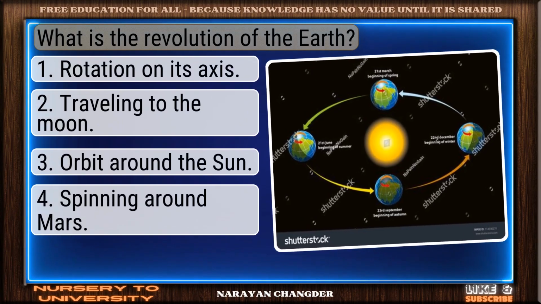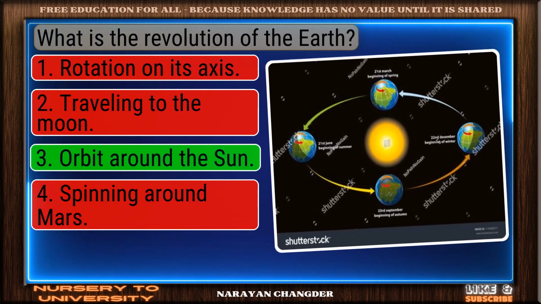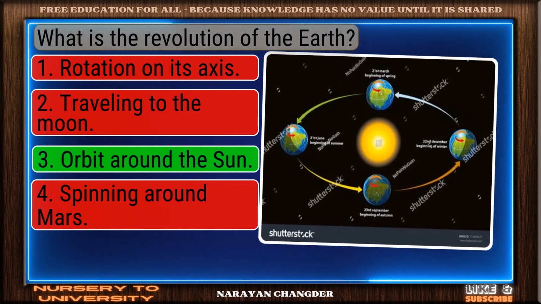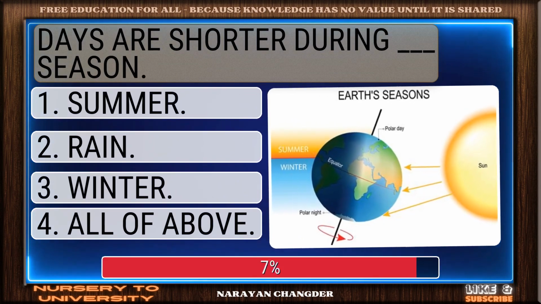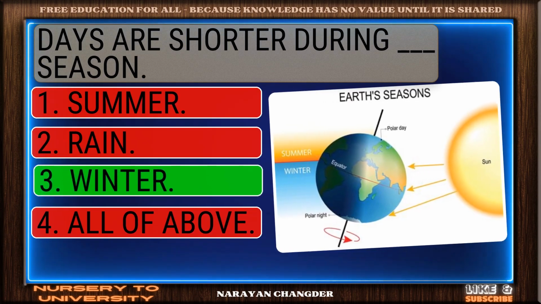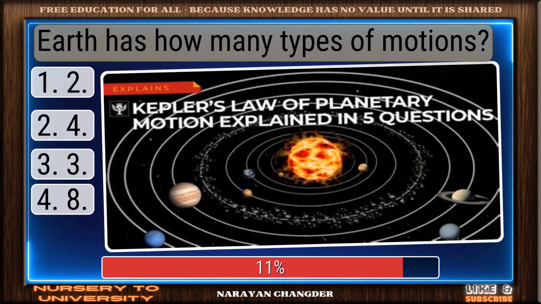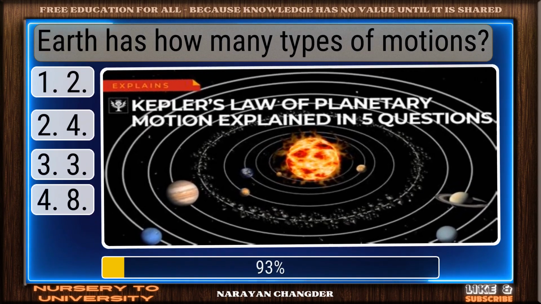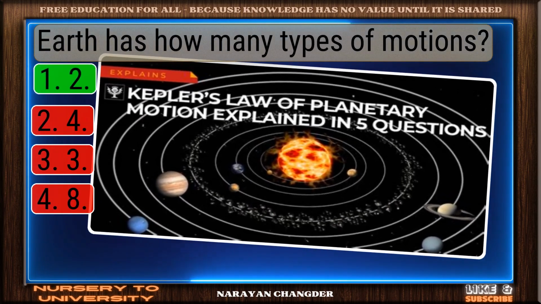What is the revolution of the Earth? On track. Orbit around the sun is the correct answer. Days are shorter during dash season. Smart move. Winter is an accurate answer. Earth has how many types of motions? Smart pick. 2 is the correct choice.